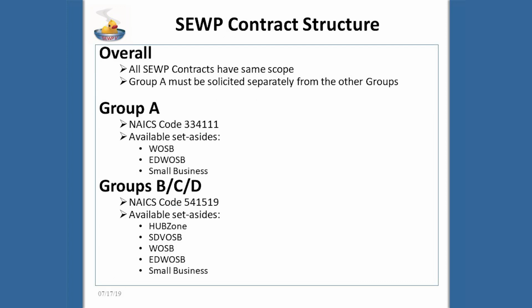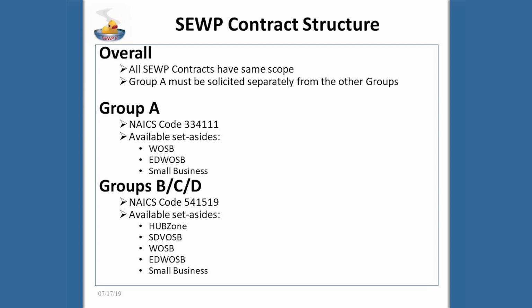So earlier, we just mentioned fair opportunity and the need to go to a category, group, or set-aside, and this slide explains that a little more. While all of the SEWP contracts have the same scope, and as long as what you want fits that scope, it does not matter which group you use, there are a few differences. First, note that Group A was solicited under NAICS Code 334111. That is important because it sets a business size, and it allowed us to have certain types of businesses compete within that group.